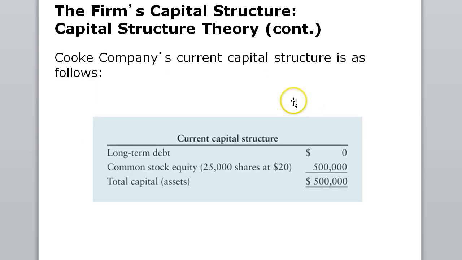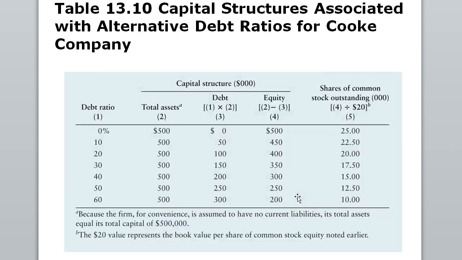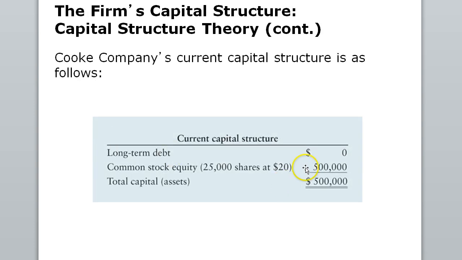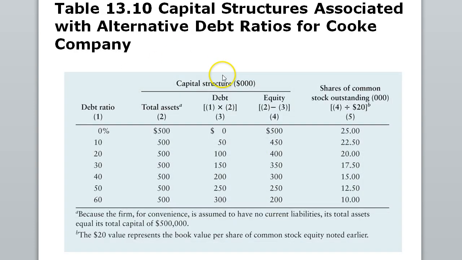Now, if you look at the current capital structure, zero debt, all common equity, total capital and assets is 500,000. If we put it on the scale, we can have this scale here where we say percentage of debt ratio. So right now, zero debt, if we look back here, 0 to 500, because this is in the thousands. So zero debt, 500,000 in assets financed by equity. And then if we look at what our shares of outstanding stock would be, we take column 4 divided by $20 a share to get outstanding shares. So 25 outstanding shares if it's all equity.